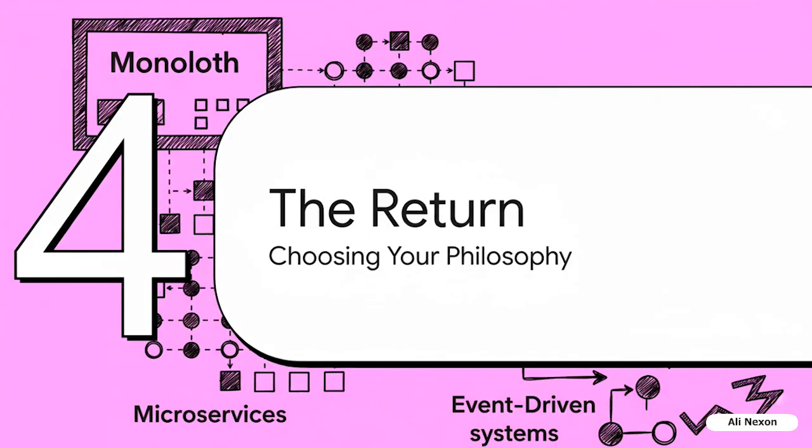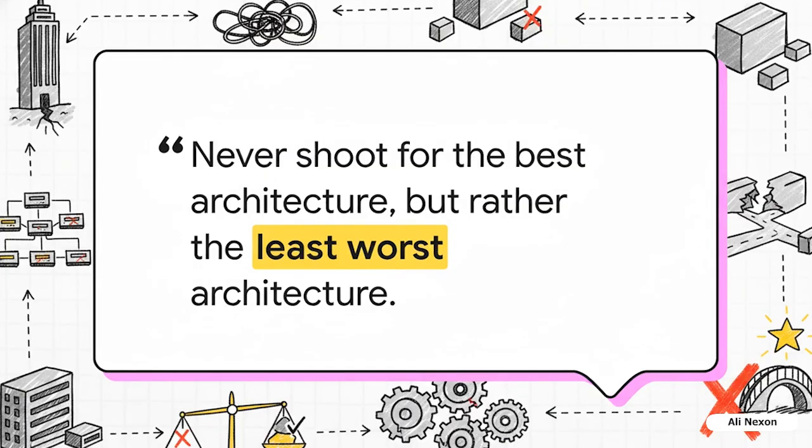So, we've looked at 3 really distinct philosophies: the orderly separation of the monolith, the radical independence of microservices, and the reactive, decoupled world of event-driven systems. So let's bring it all back home to our original question: how do you choose? This quote, man, it just nails it. Your goal as an architect isn't to chase some flawless, perfect design that doesn't exist. It's to find the design whose weaknesses, whose trade-offs, are the ones you can most easily live with. You're really just picking the least worst option for the specific problem you have right now.